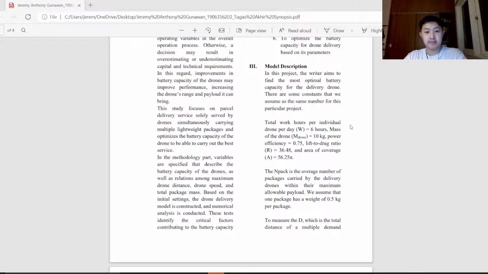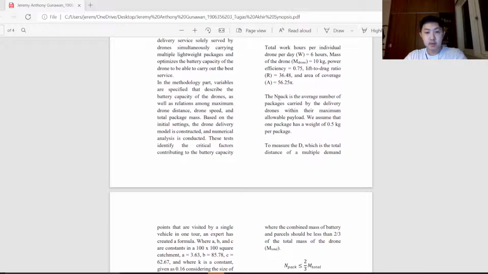The radius of the drone area of coverage is 56.25 pi. Now, the ANPAC variable is the average number of packages carried by the delivery drones within their maximum allowable payload. We assume that one package has a weight of 0.5 kilograms per package.